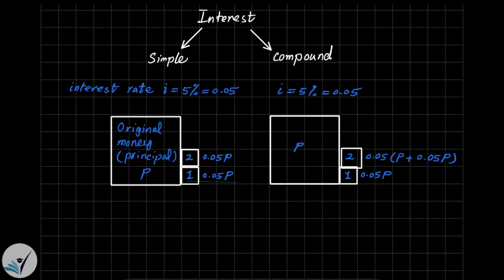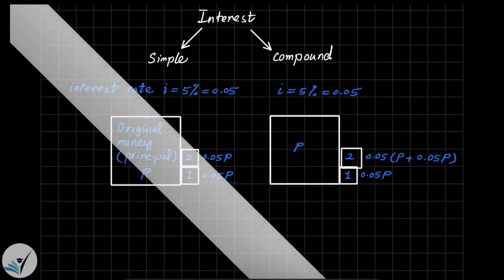To see how much faster the money will grow in case of compound interest, let's assume our happy guy wanted to invest $100, and let's calculate the total money after 10 years. I'm going to draw a table here.